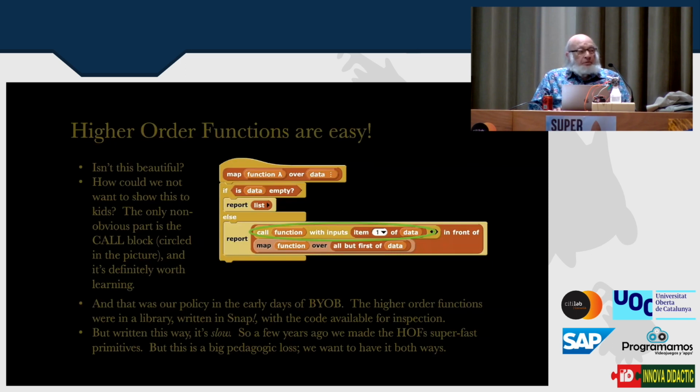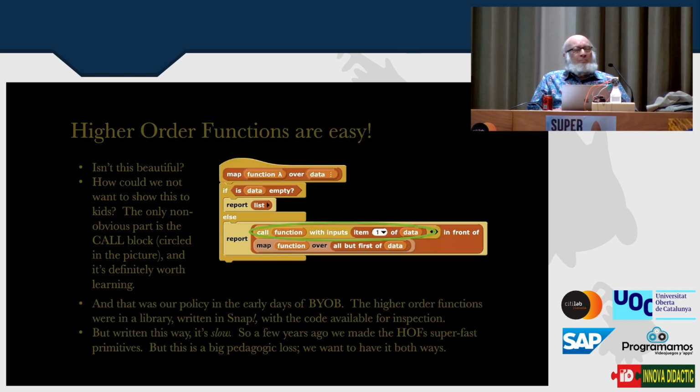And that's what we did do in the early days of BYOB. All of the higher order functions were in a library written in Snap. Anything that could be written in Snap, we wrote in Snap rather than making it a primitive, in order to make the point that even the built-in things of the language they're using can be written in this language that looks like it's for babies. But it really isn't. The trouble is, if you do write it this way, it's slow.